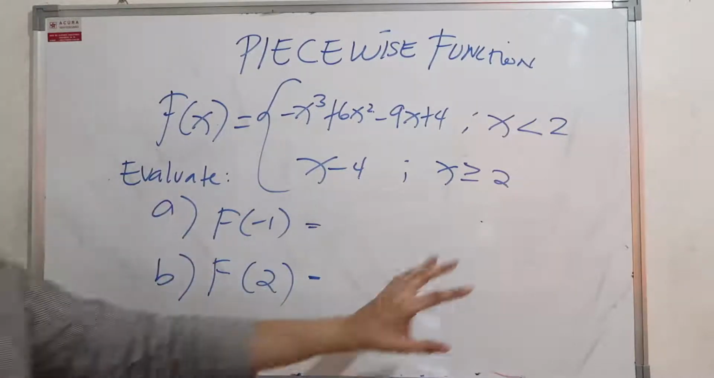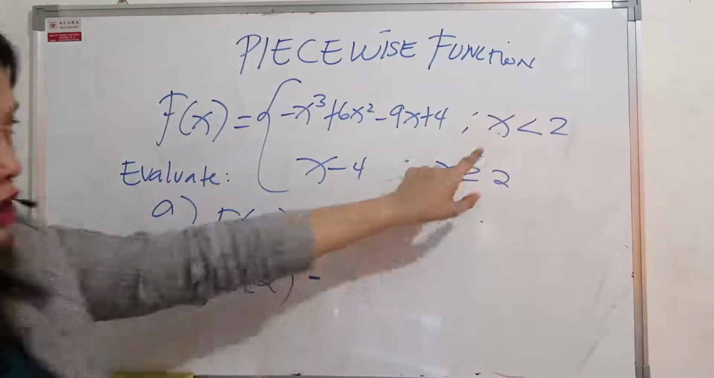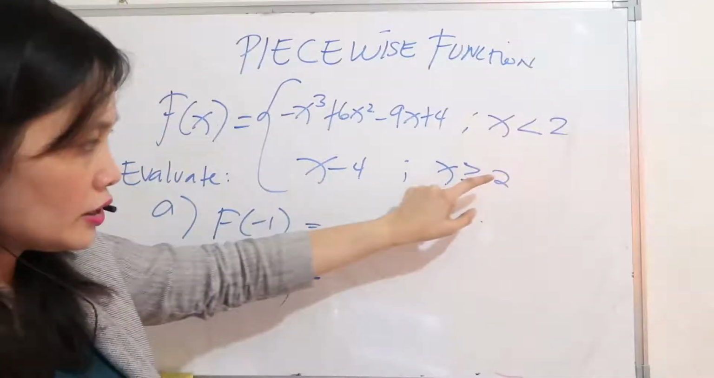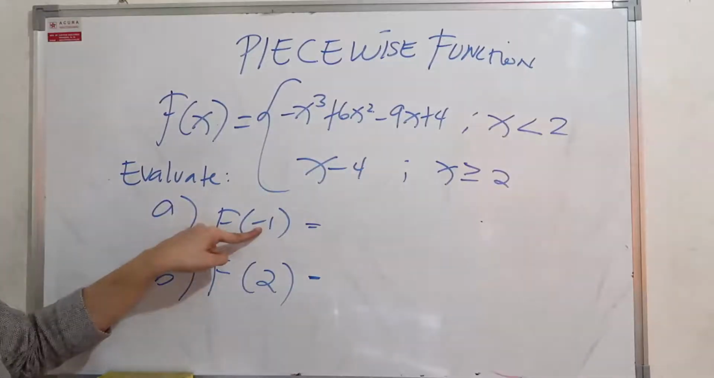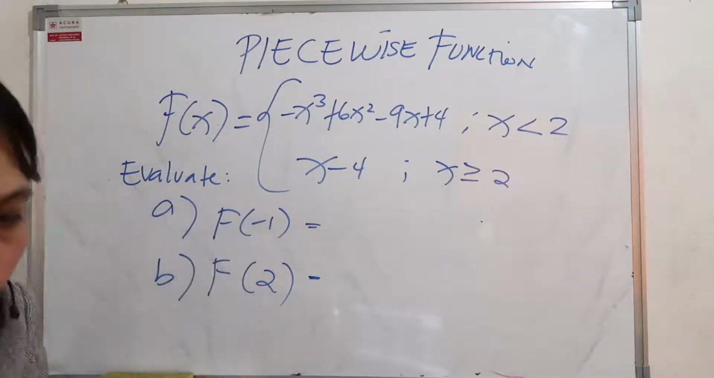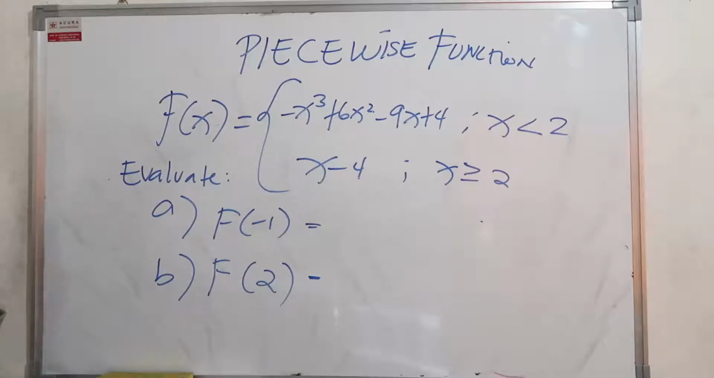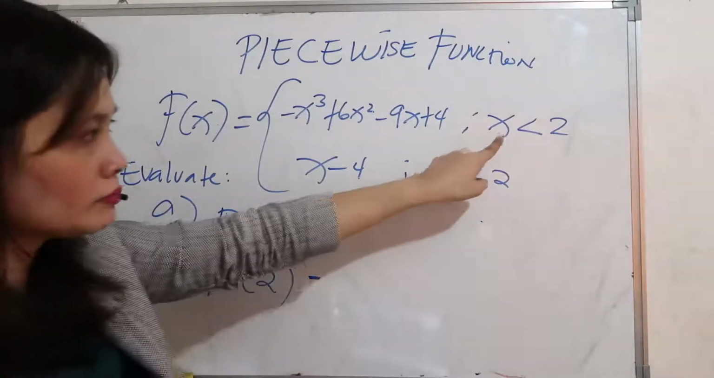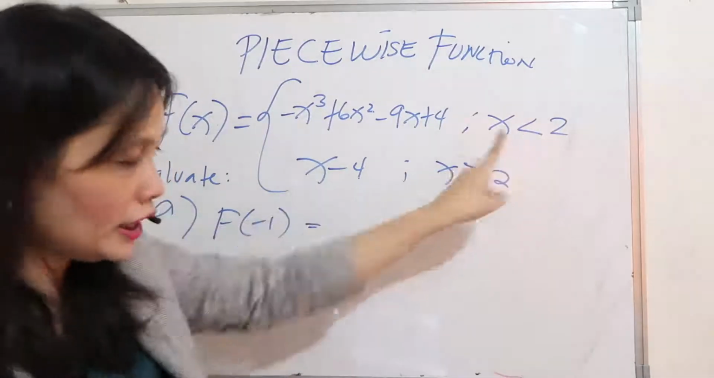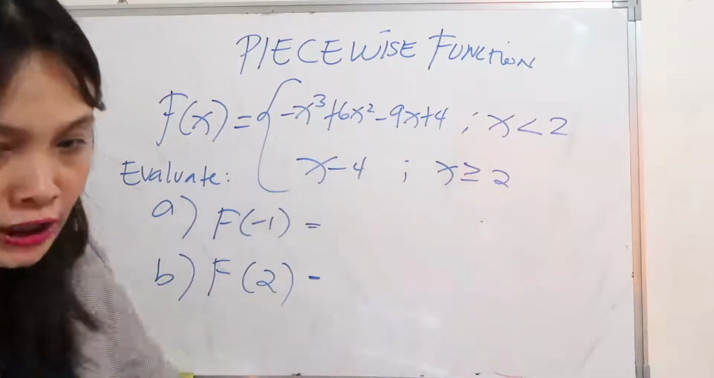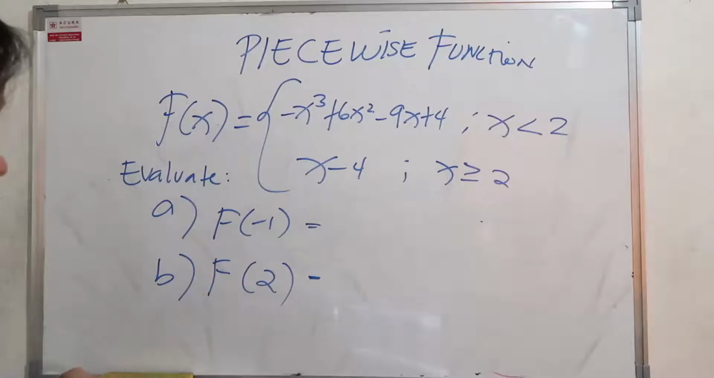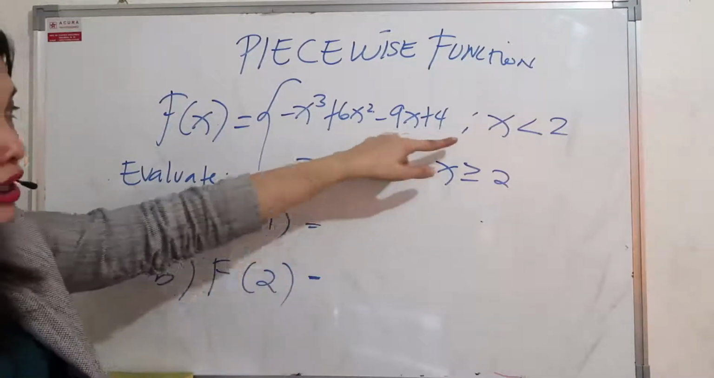So we need to examine your conditions. So you have two conditions. The first condition, x is less than 2. The second condition, x is greater than or equal to 2. The given is f of negative 1. So meaning your x is negative 1. What particular condition? Okay, first condition. Because according to the first condition, x must be less than 2, and negative 1 is less than 2. So what is the function of the first condition? What's the given function?